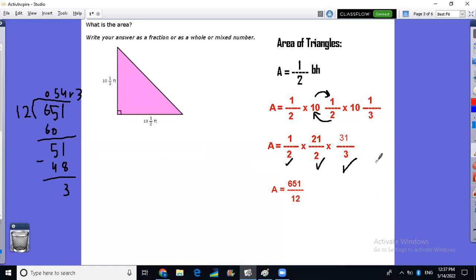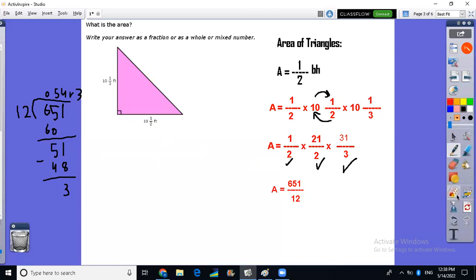Now we need to multiply fractions. How do we multiply fractions? Numerator by numerator by numerator. 1 times 21 times 31. You're going to find it's 651. 651 over 2 times 2 times 3. You're going to find it is 12. So 651 over 12.